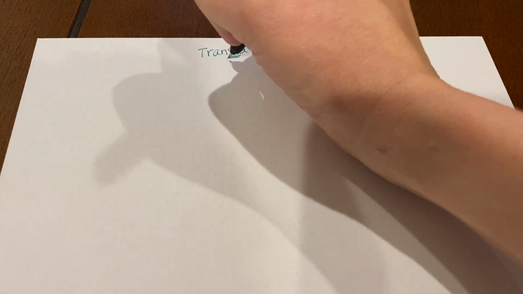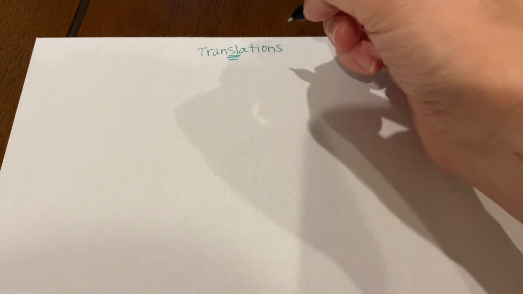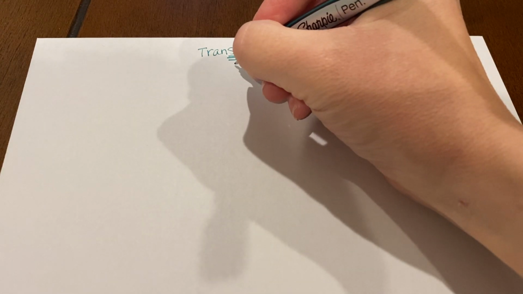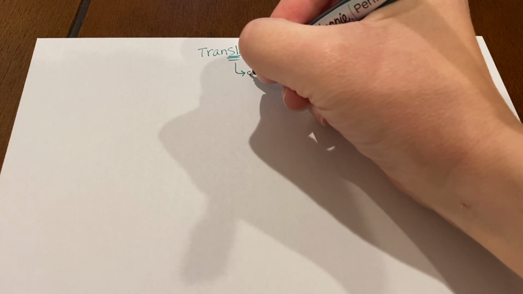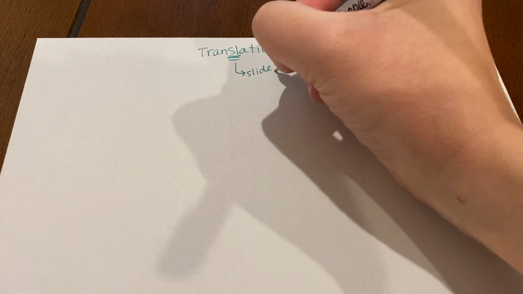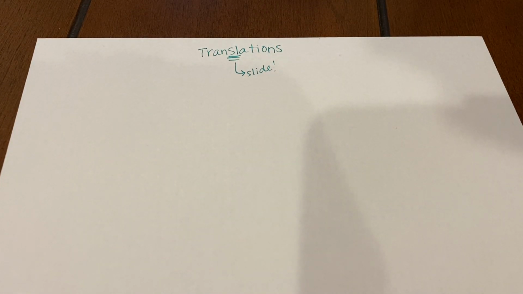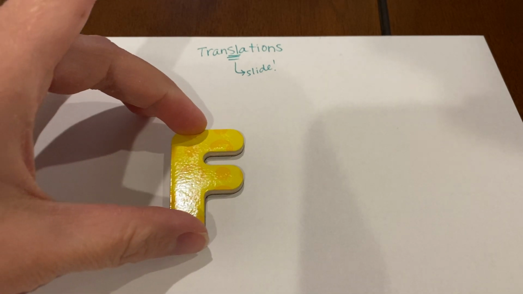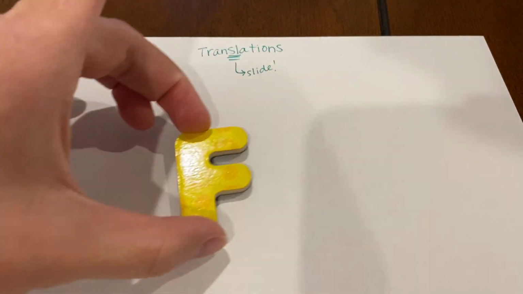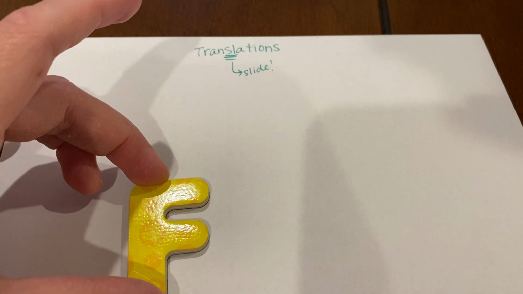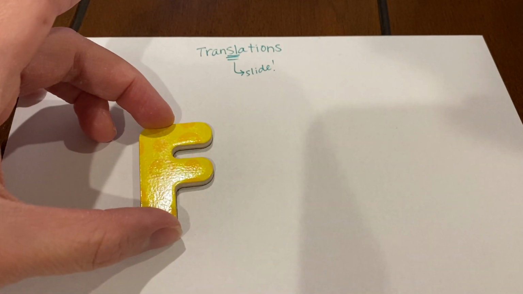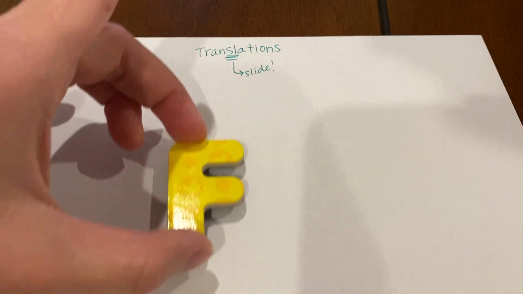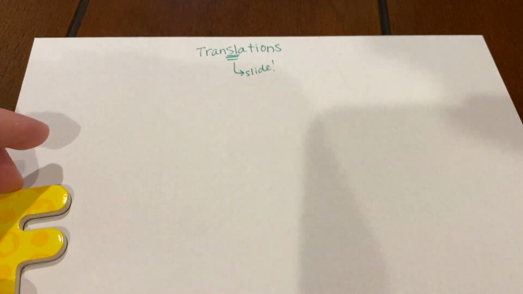A translation has this SL in it, which reminds me a translation is a slide. Okay, so you're basically taking an object. Today I have the letter F, and you are sliding that object. It can go up, down, left, right, or a combination. It could go up and right, down and right, okay?